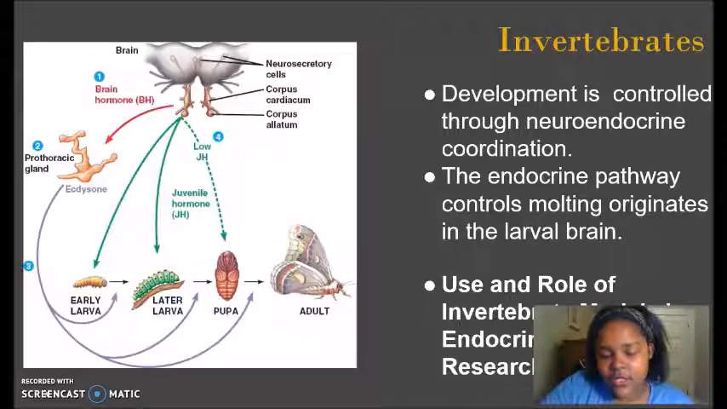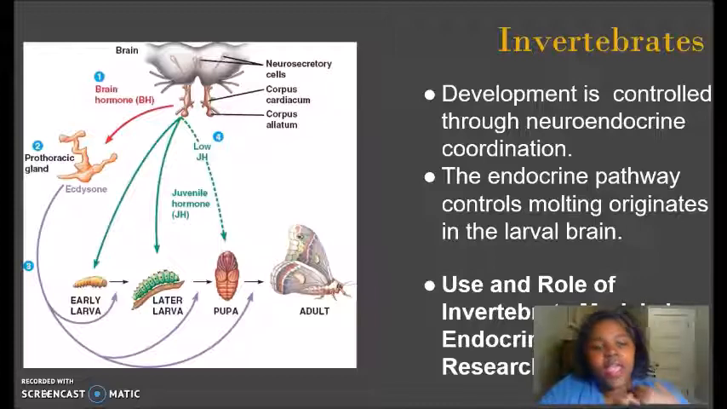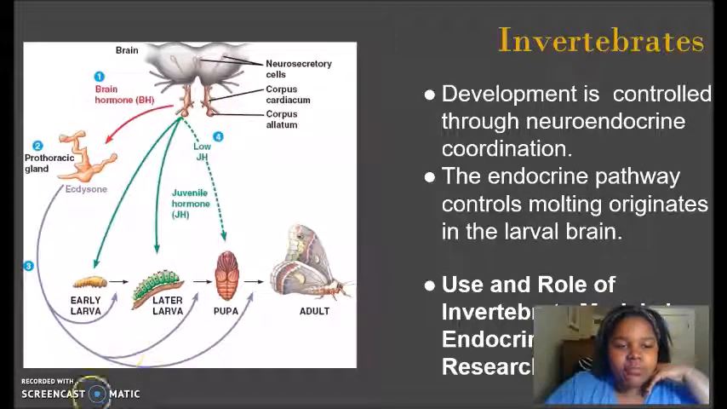First, I want to discuss what exactly an invertebrate is. An invertebrate consists of mollusks, flatworms, sea urchins, and insects. In this image, it describes the molting process in an insect.